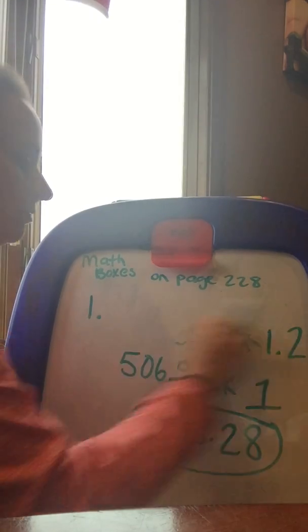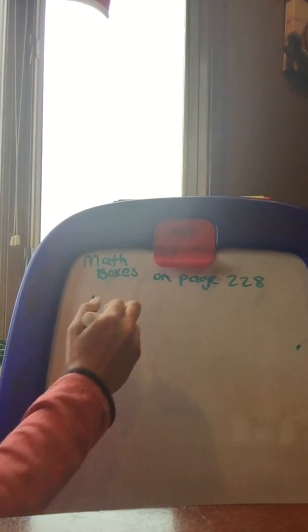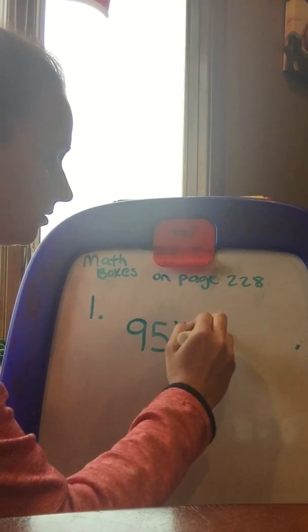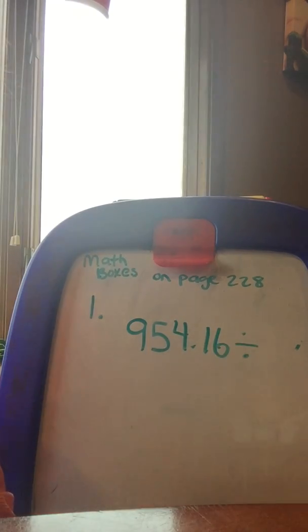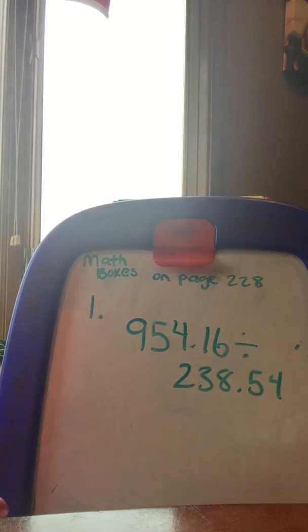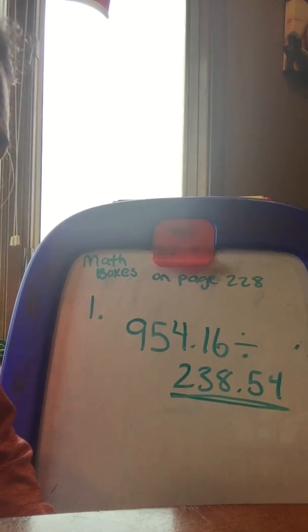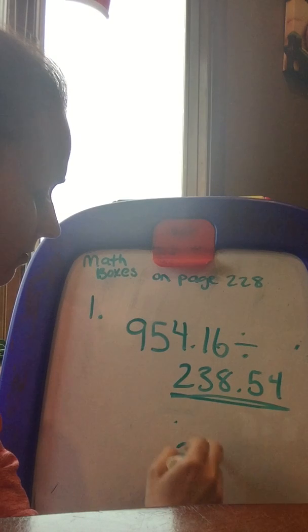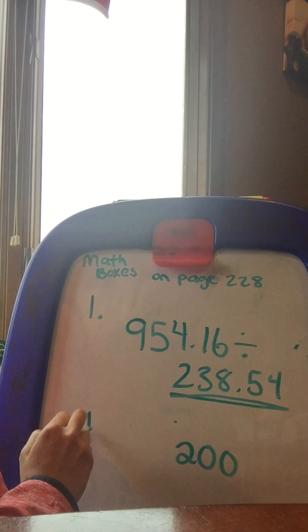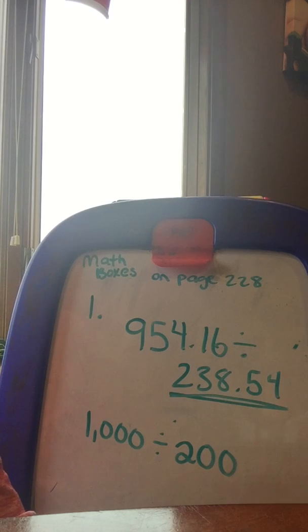All right, moving on. Letter C is dividing. Probably the toughest one of this set. And I'm running out of room. 238. All right, so again, first we're going to change this number. Okay, so I'm just going to change it to 200. So 200, and then whatever number I change this to has to be a multiple of 200. So I'm going to use 1,000. So my new problem is 1,000 divided by 200.